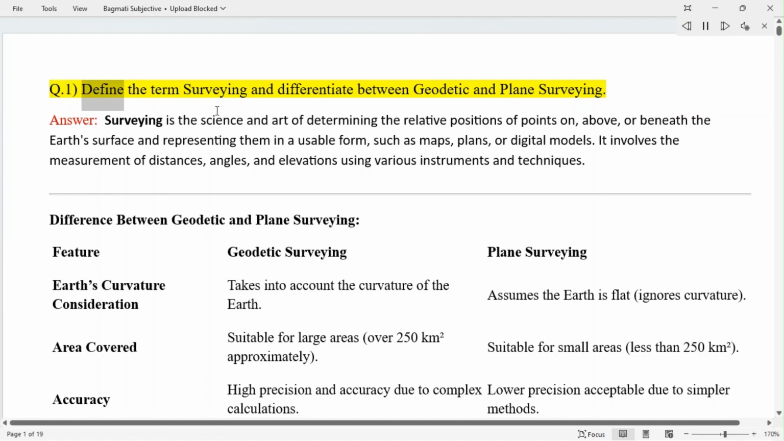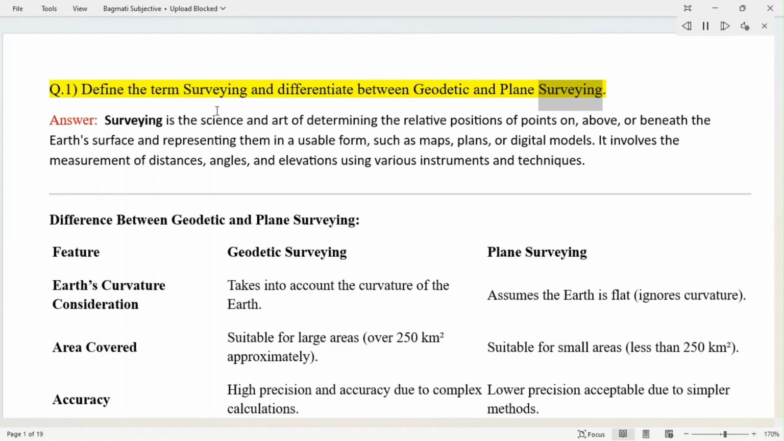Question 1: Define the term surveying and differentiate between geodetic and plane surveying. Answer: Surveying is the science and art of determining the relative positions of points on, above, or beneath the Earth's surface and representing them in a usable form, such as maps, plans, or digital models. It involves the measurement of distances, angles, and elevations using various instruments and techniques.